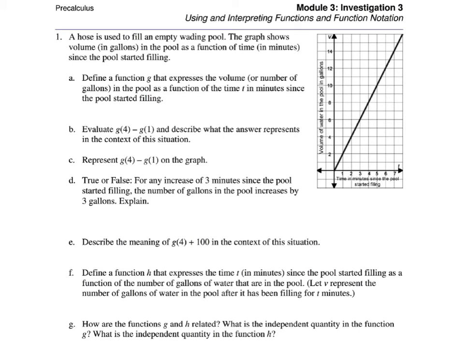In question 1 of Module 3 Investigation 3, now you are presented with a new context. You will need to draw on your understanding of the concepts we just reviewed in the 2 previous slides in order to formulate answers to all parts of question 1. Be sure to represent output quantities using line segments on the graph, to describe the meaning of function notation in context when you are asked, and to explain your reasoning when you are asked.